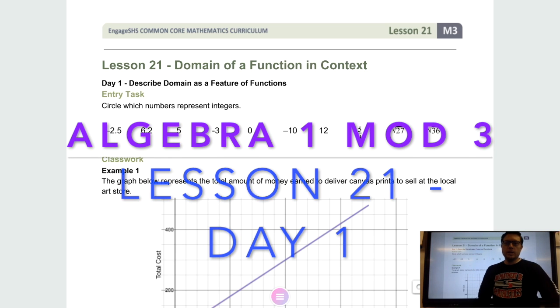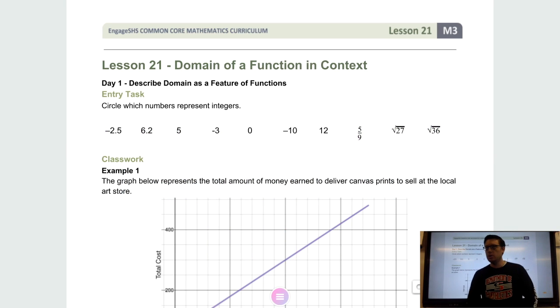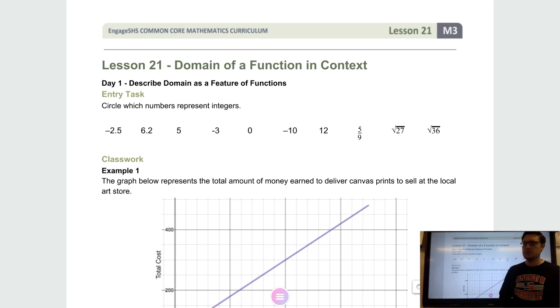Hey guys, lesson 21. We're 2 lessons away from the end of topic D. Topic D was all about the contextual situation, the things that you need to consider in solving word problems or real life situations. We've talked about exponential functions, rate of change, and linear situations, and this one really is about more of just a general idea of how a domain, a range, a key feature of a function can show up in some sort of context. Let's go to the intro task and do it together.